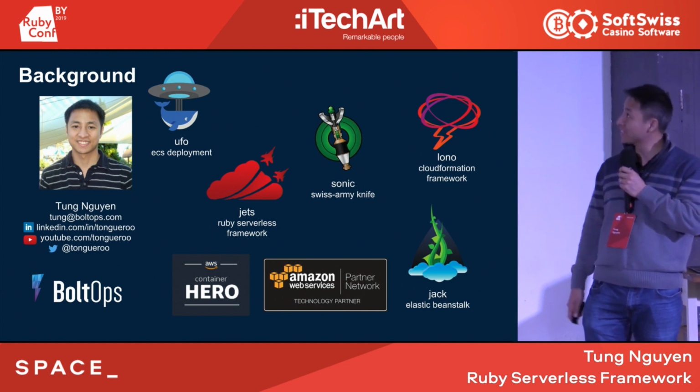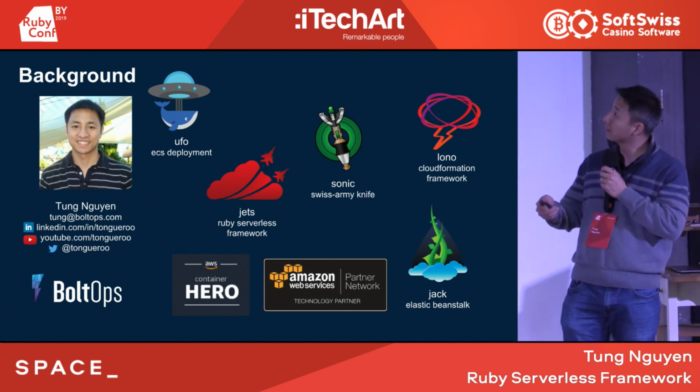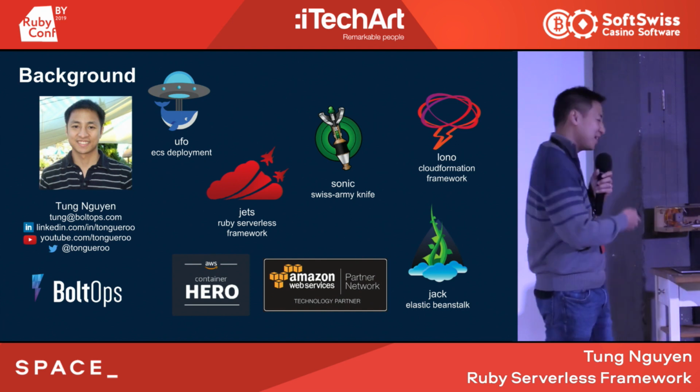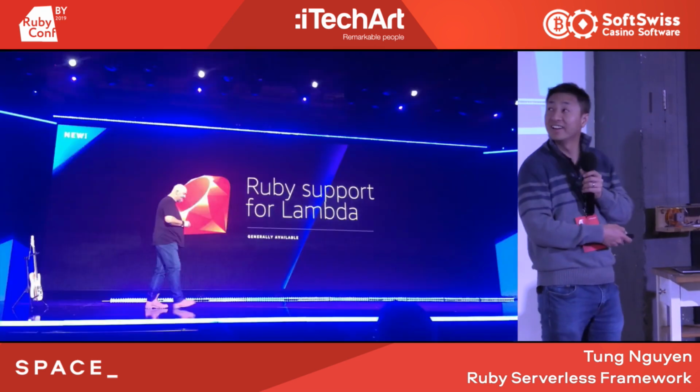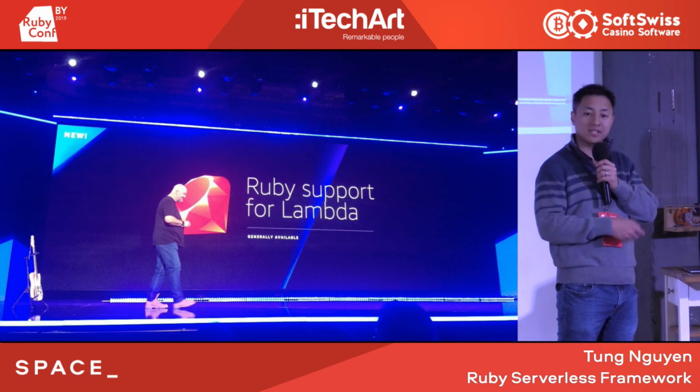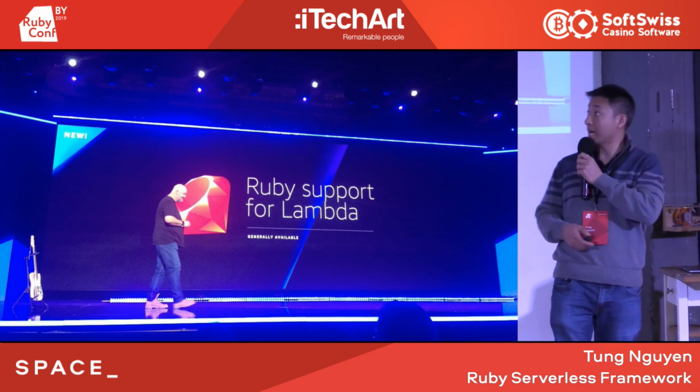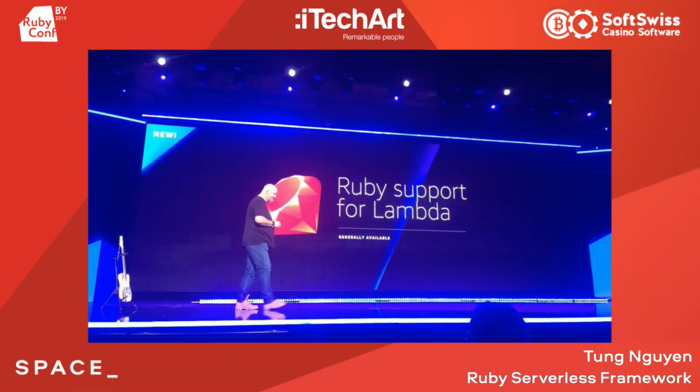Okay, so I thought, so this is infrared, so I'm going to have to get used to that. Okay, so last year, November 2018, this is a picture I actually took from AWS re:Invent in Las Vegas. I was at front row center, and they announced Ruby support for AWS Lambda.